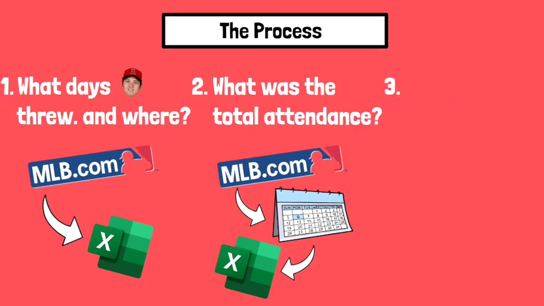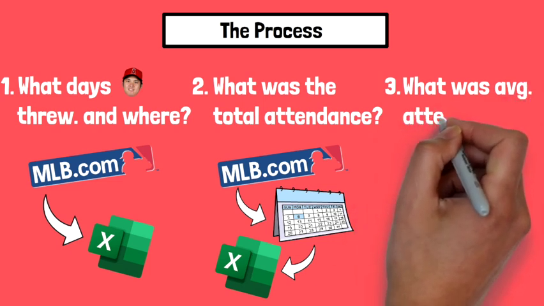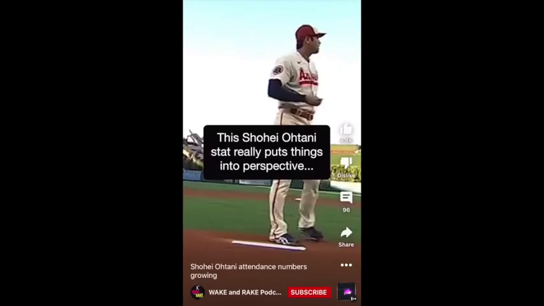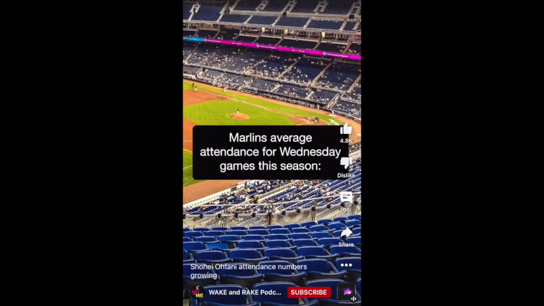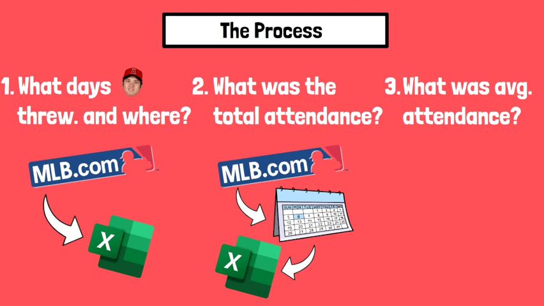Finally, that brings us to step 3, or as I like to call it, the fun one. If you look back at the video I showed in the beginning, they claimed that they had the average attendance for a Wednesday game at home for the Marlins. In seeing that, I assumed online on a site like MLB.com or Baseball Reference, you would easily be able to find the average attendance by date for each team. However, in all of my searching, I could not find that information.